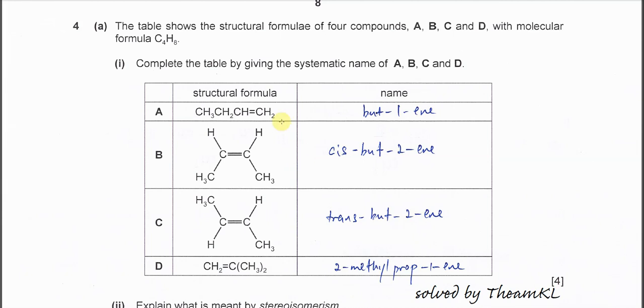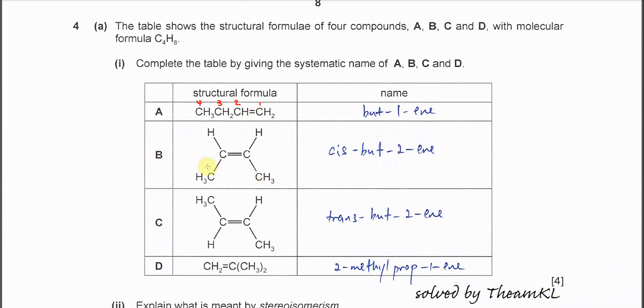Question 4. A. Complete the table below and give the name for this compound A, B, C, D. Structural formula of A is given. So from here we know that this is but-1-ene. First carbon, second carbon, third, and the last carbon. The double bond is between the first and second, so that's why it's but-1-ene. The 1 means the position of the double bond.